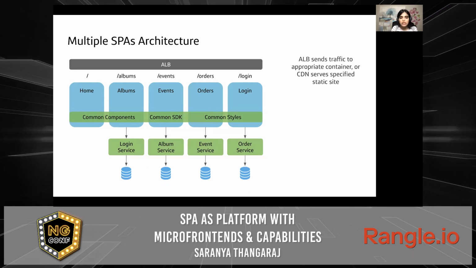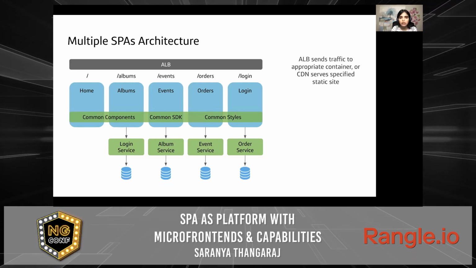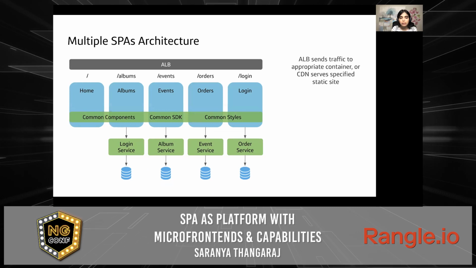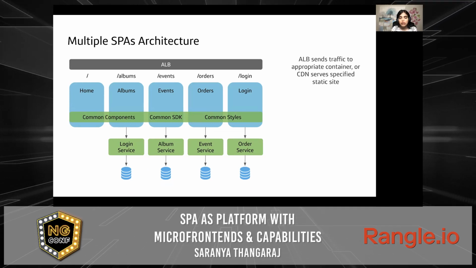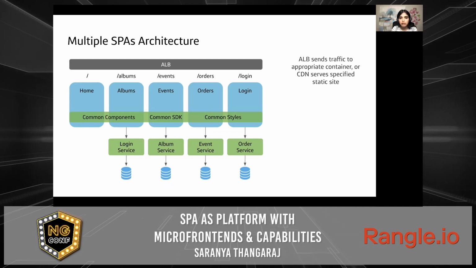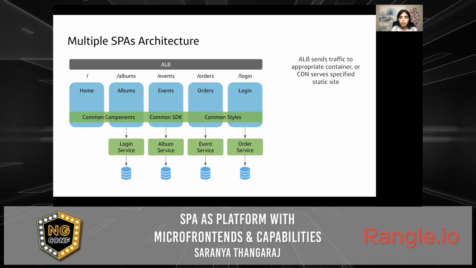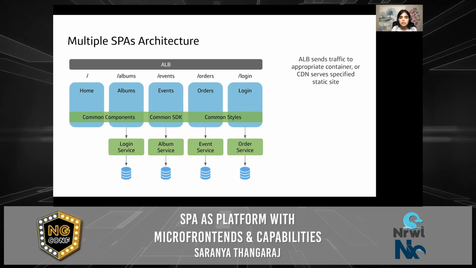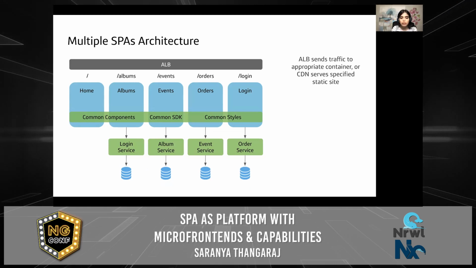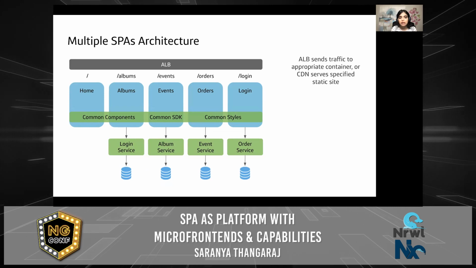In that case, what will happen is each route in the application becomes its own micro app. And based on the route that is requested, ALB will redirect the traffic to the appropriate container. The consistency between these micro apps will be maintained by using common components, SDKs, and styles.